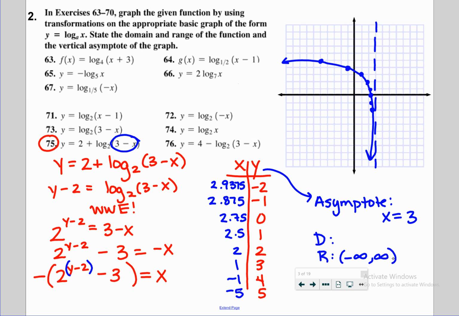Plus, the domain is either everything to the left of your asymptote or everything to the right of your asymptote. In this case, it's everything on the left. So my domain is going to be -infinity to 3. 3 is a parentheses because it's an asymptote. I'm not allowed to cross that.